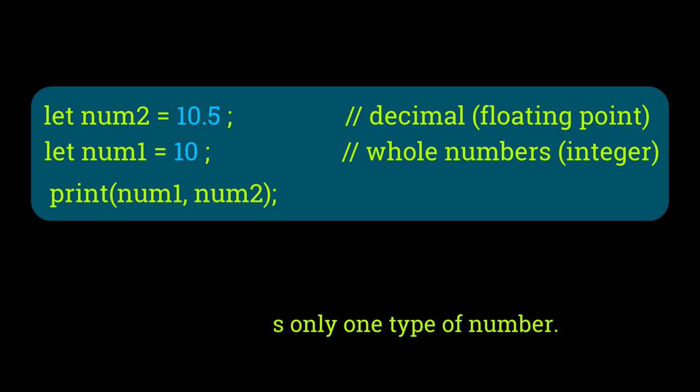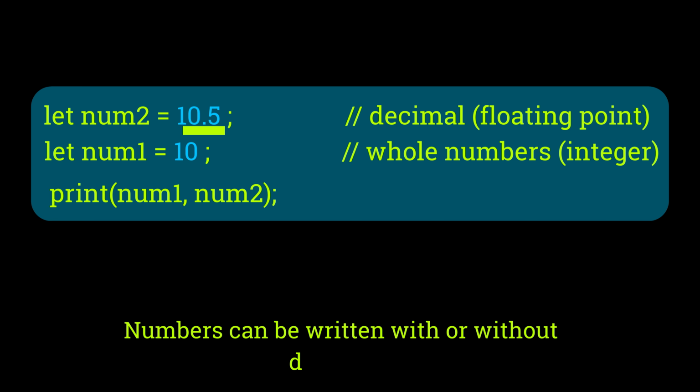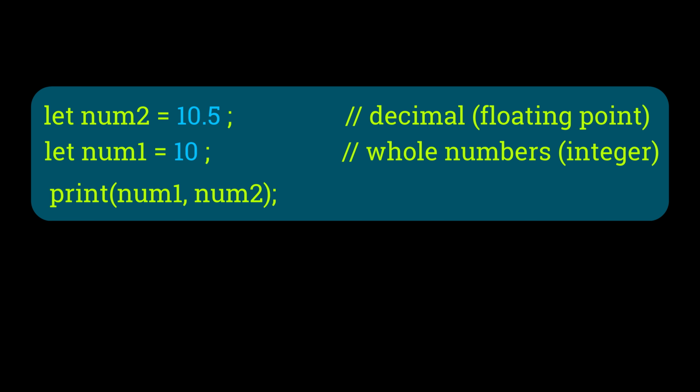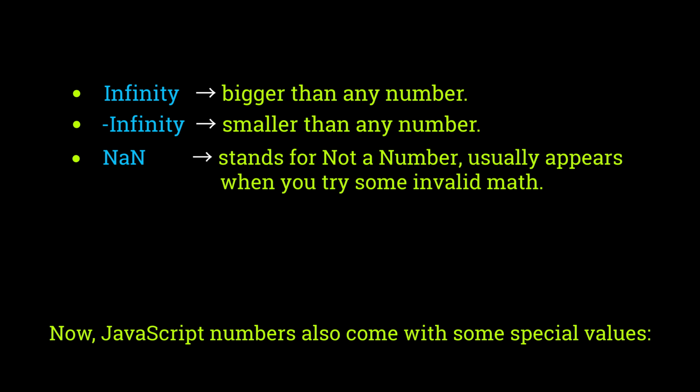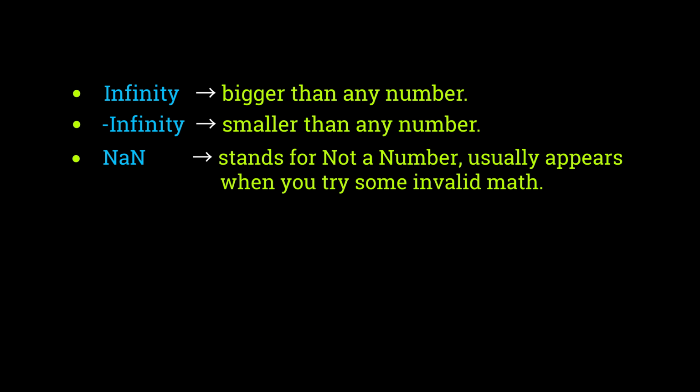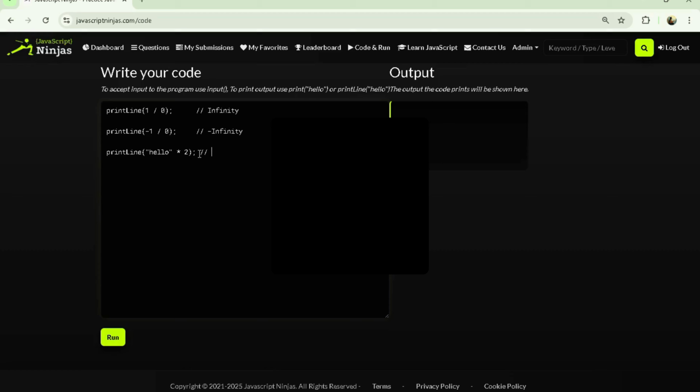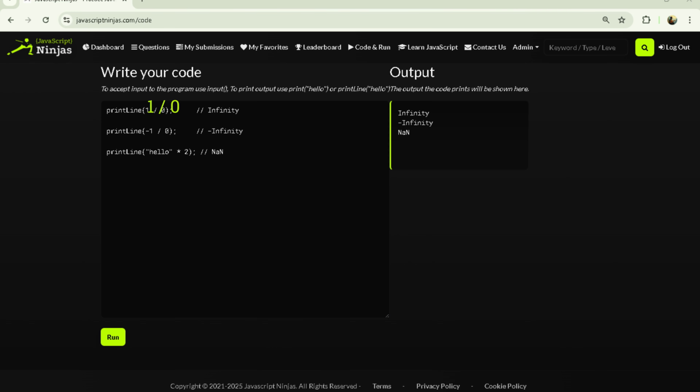JavaScript has only one type of number. Numbers can be written with or without decimals. Now, JavaScript numbers also come with some special values: Infinity, negative Infinity, and NaN. Here in this example, when we did 1 divided by 0, JavaScript gave us Infinity. That basically means the number became too large, larger than anything JavaScript can normally handle.